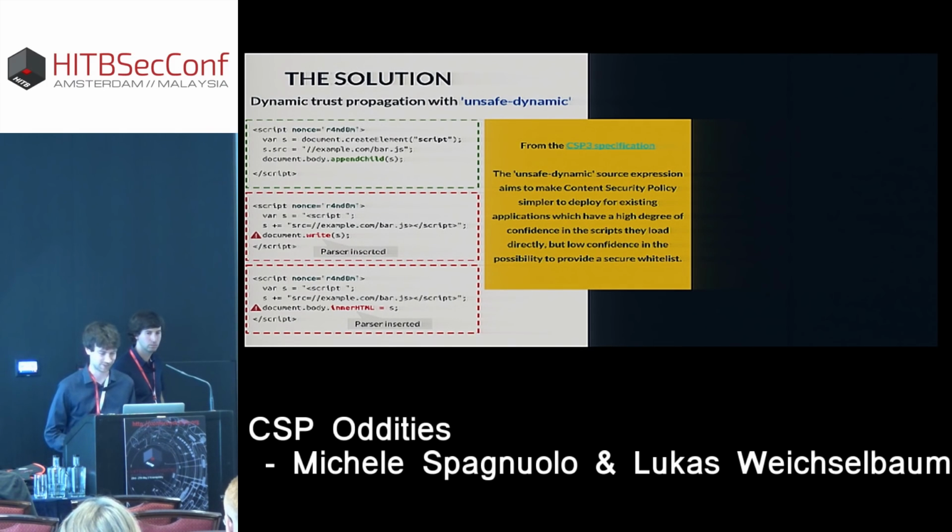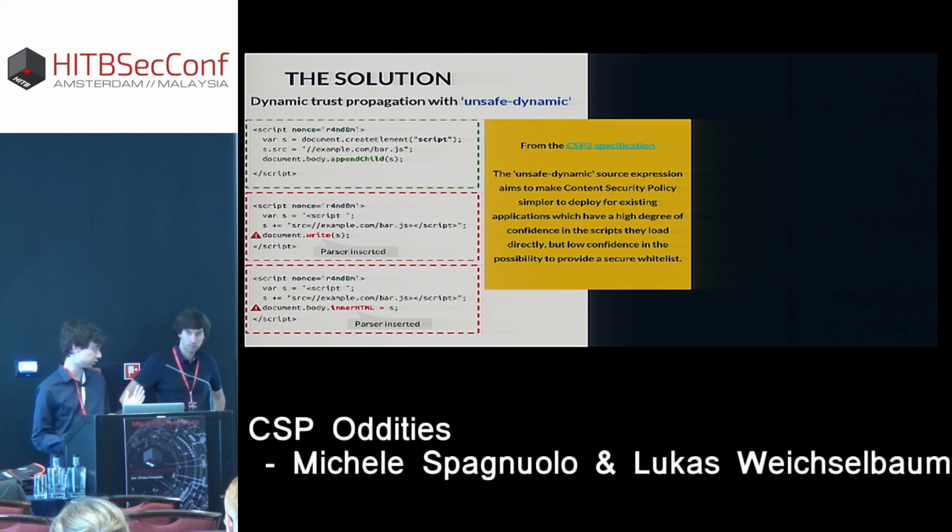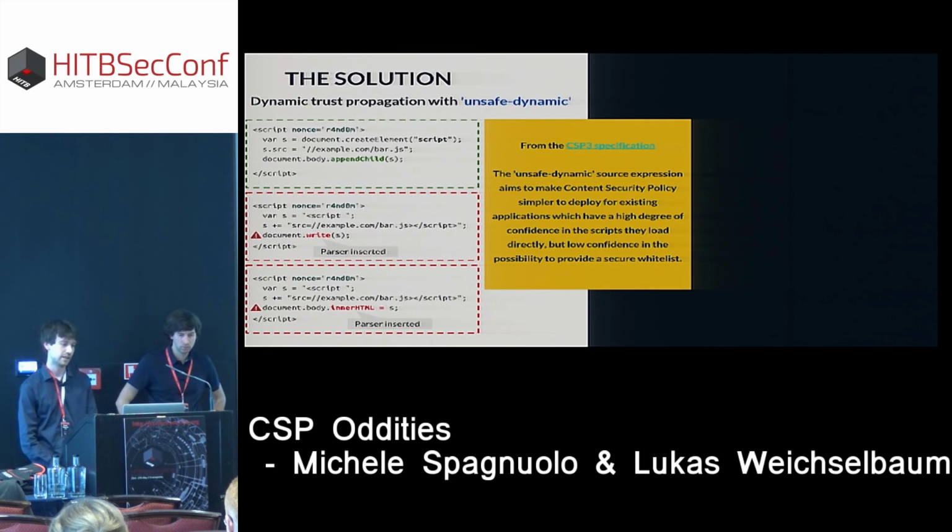But there is a pattern to follow. The idea is it will make a content security policy simpler to deploy for existing applications. You have a high degree of confidence in the scripts you load directly, but a low confidence in being able to come up with a secure whitelist, which is a very rational assumption, because we have shown, and we also show in a paper that we are going to submit, that if you use a whitelist, it is very, very likely that your CSP is useless.